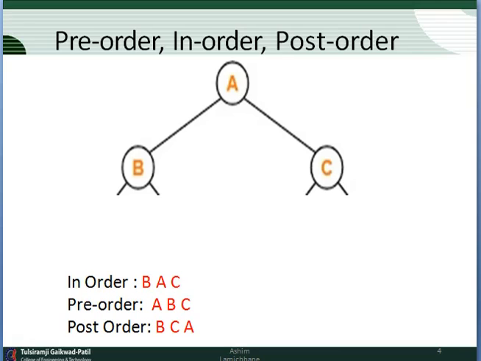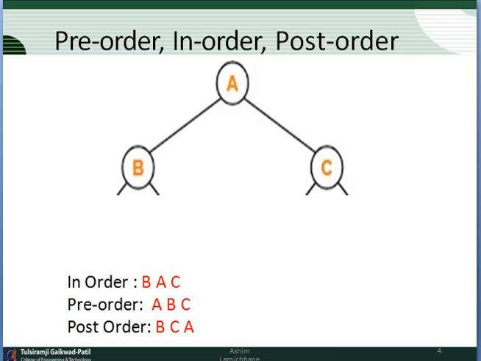So the left subtree of the given tree is B, then we jump to the right subtree, that is C, and at last we visit the root node, that is A. So the post-order of this particular tree is B, C, and A.